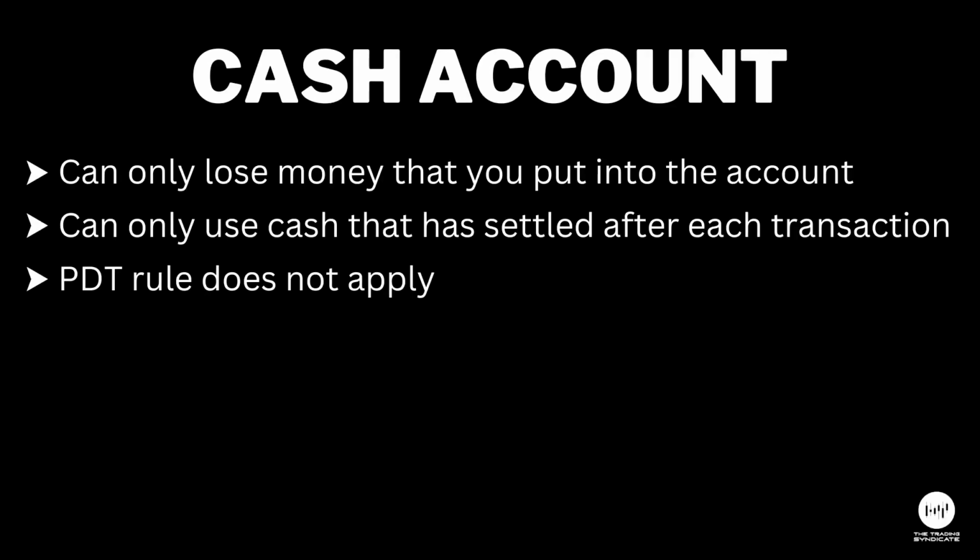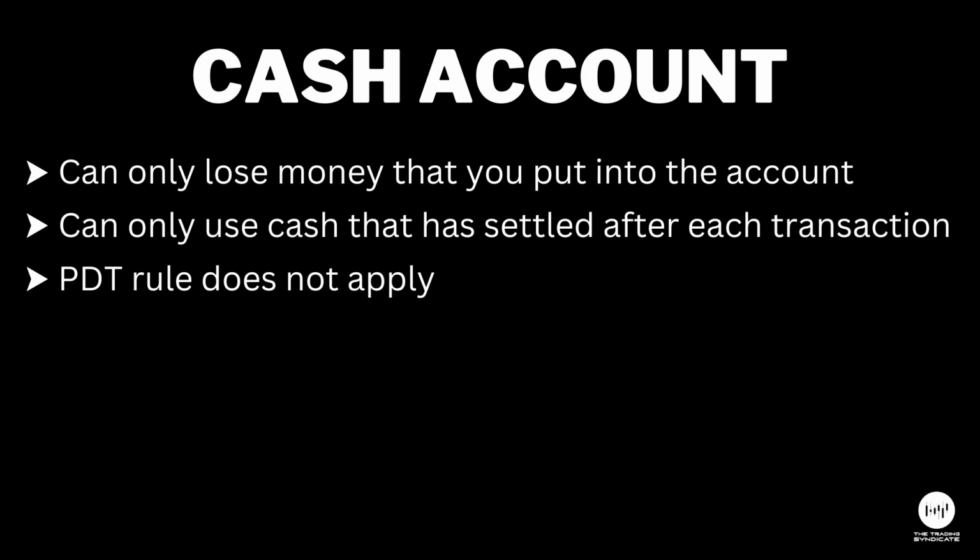With a cash account, you can pretty much only lose what you put into a position, and you know your potential loss if things don't go the way that you would expect. Also, with cash accounts, you can only use cash that has been settled after each transaction. The time to settle tends to be about 1 to 2 days depending on the brokerage you are using.